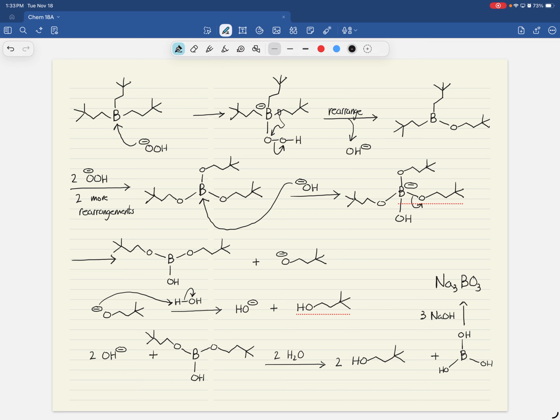For the mechanism, I really don't care if you show what happens to the boron or not. I just care how the alcohol gets produced. Yes? So that's just like there's three OH? Yes. Yeah, to remove the three hydrogens to form water. Plus three H2O. All right, that's hydroboration-oxidation. All right, let's do some examples.